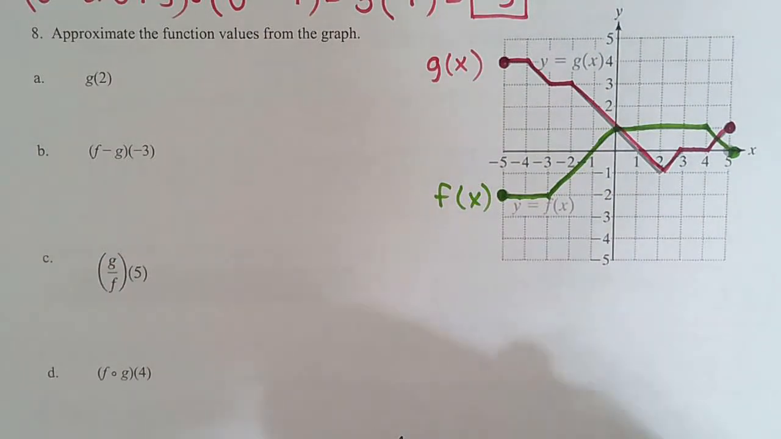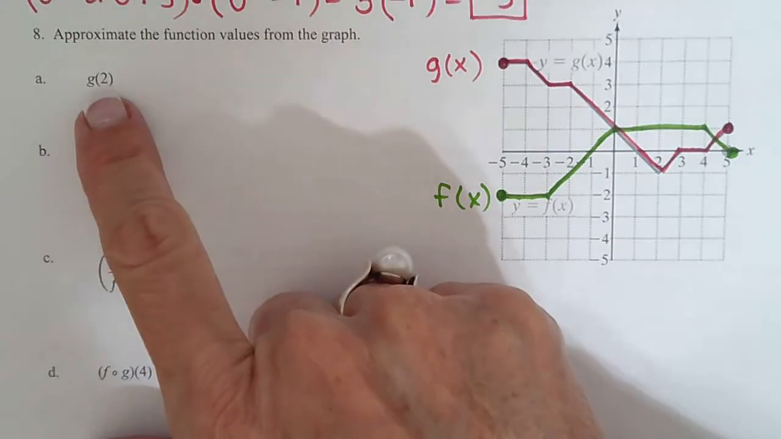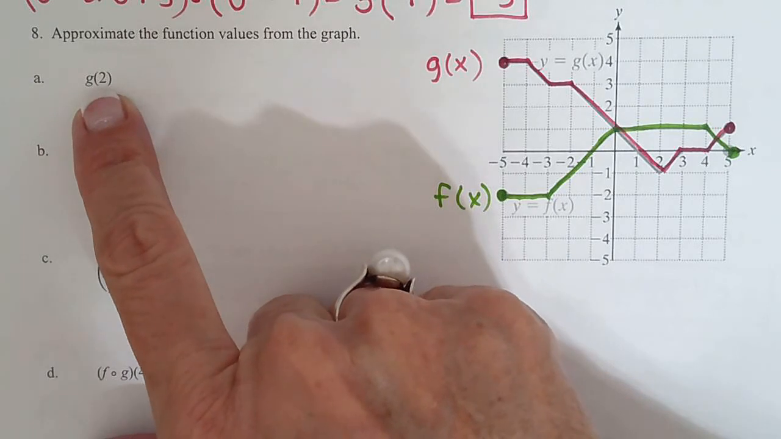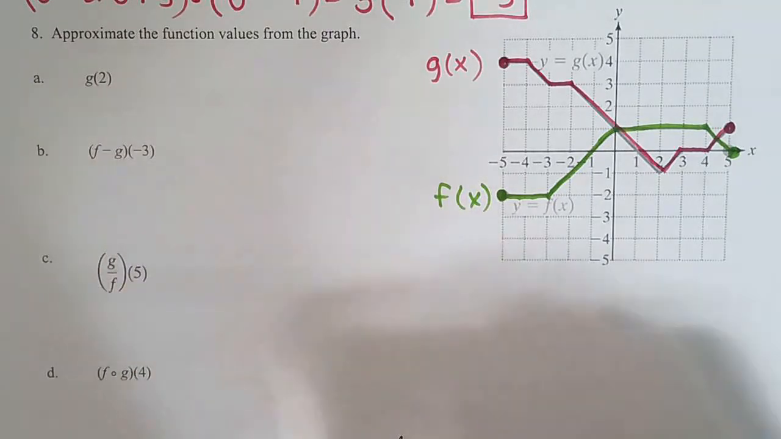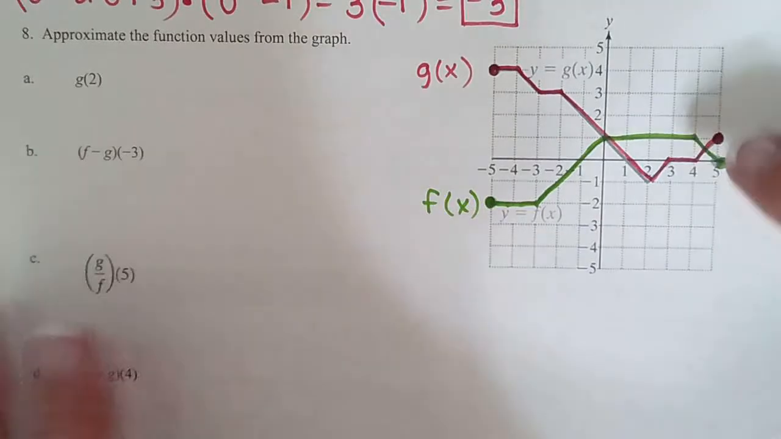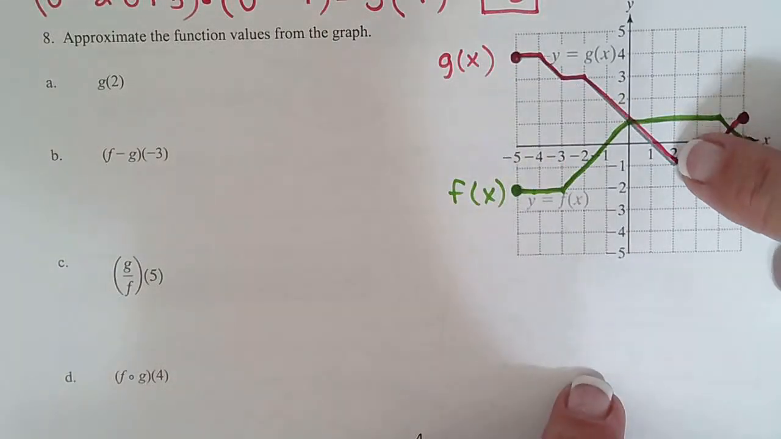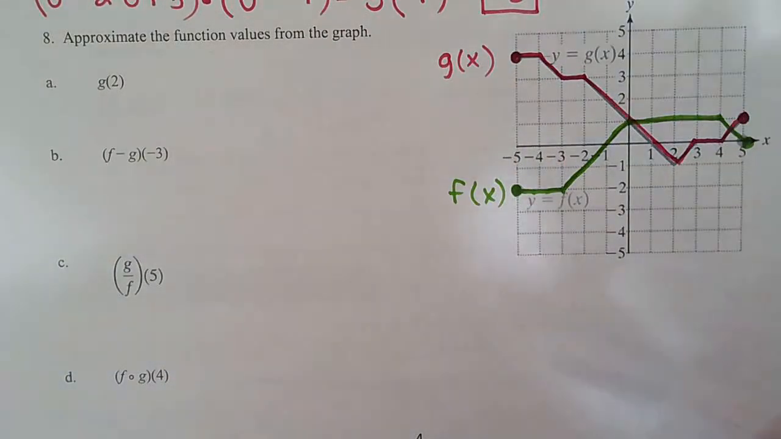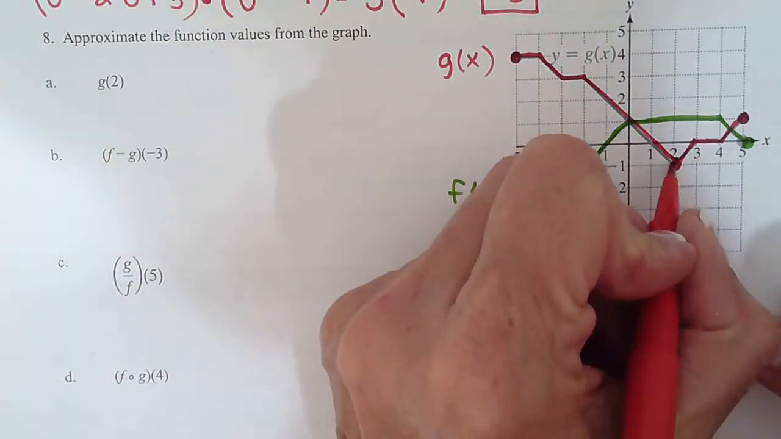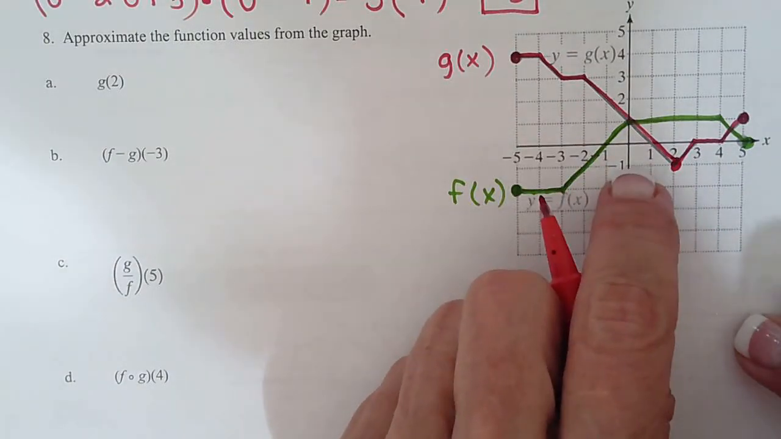So this says when x is 2 on g, what's y? So I go to x is 2. I need to look only at g. So what's the y that goes with 2? Right there. Y would be negative 1.